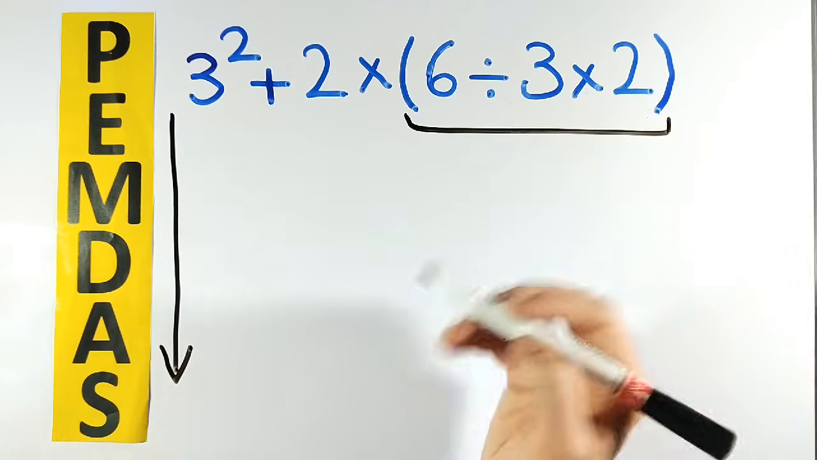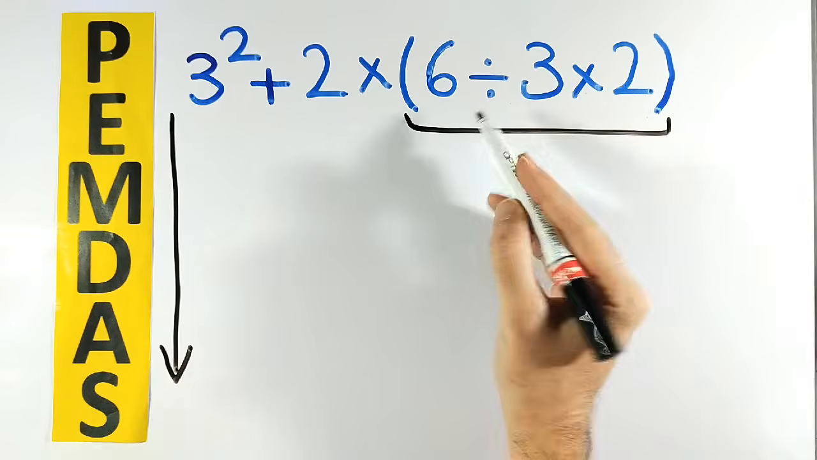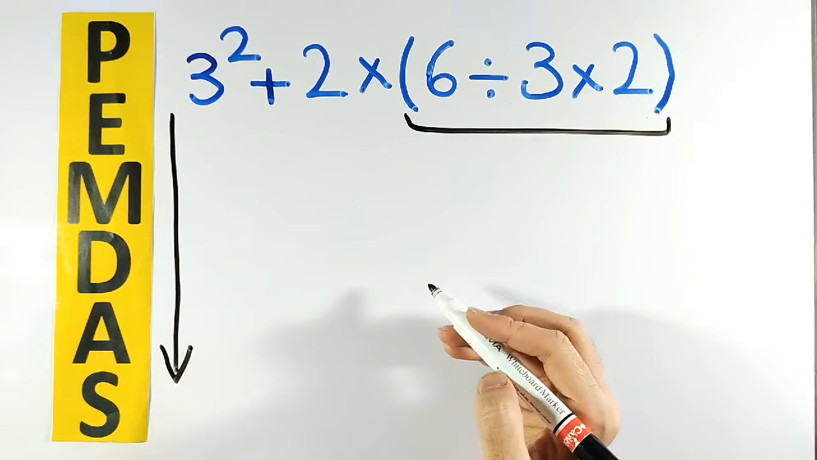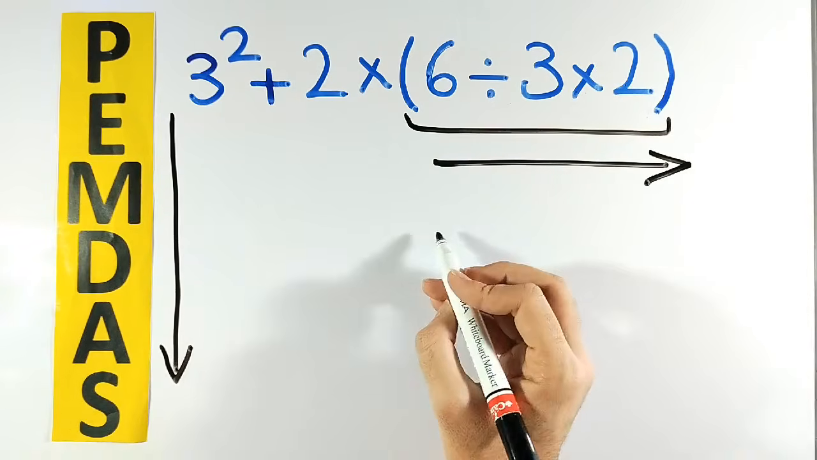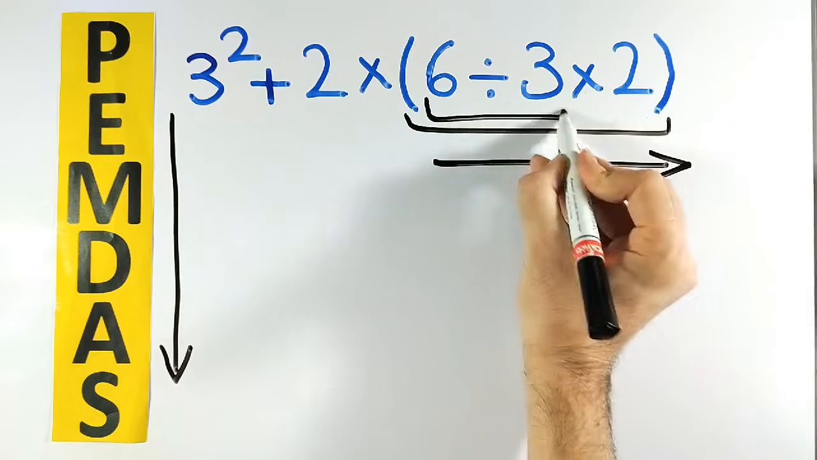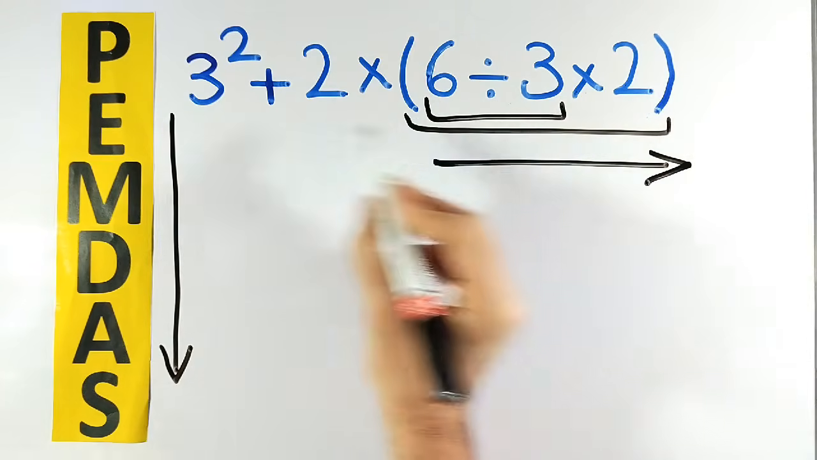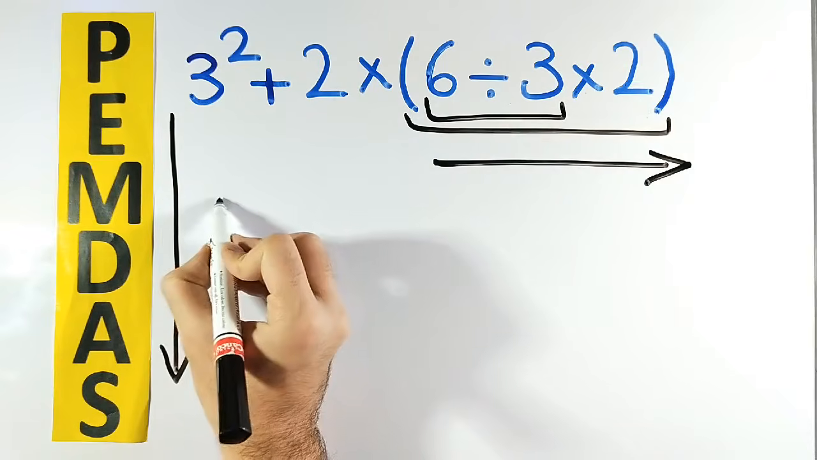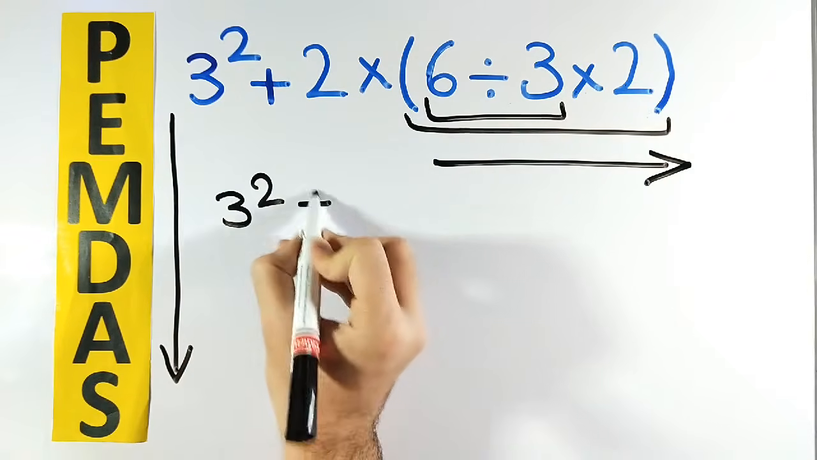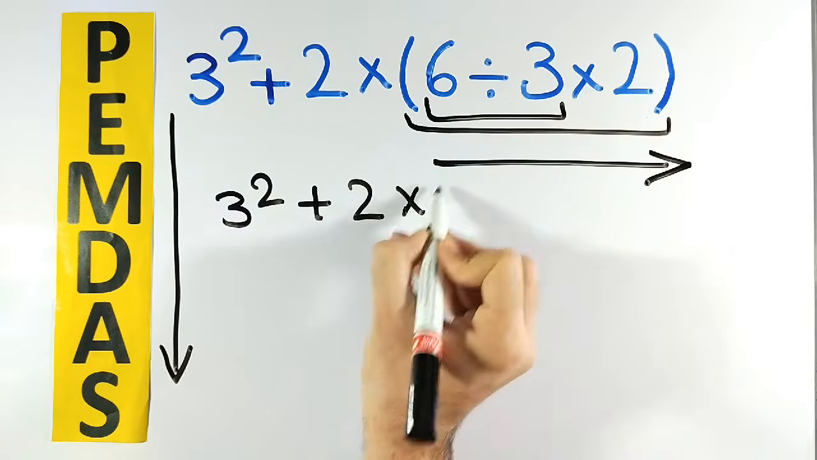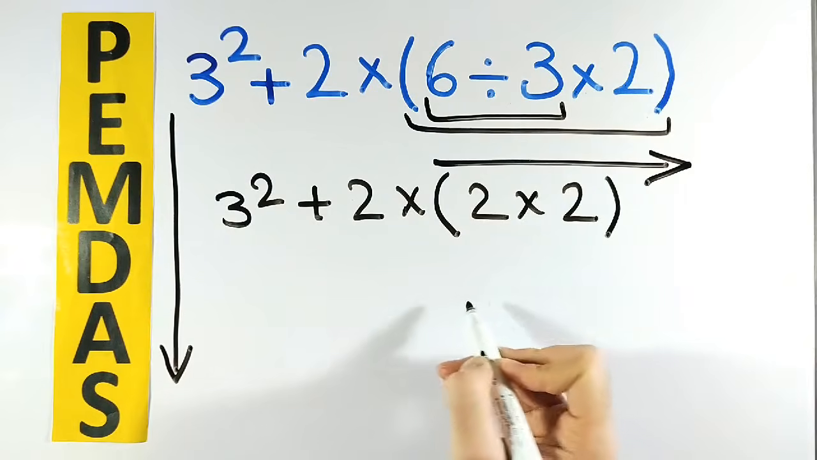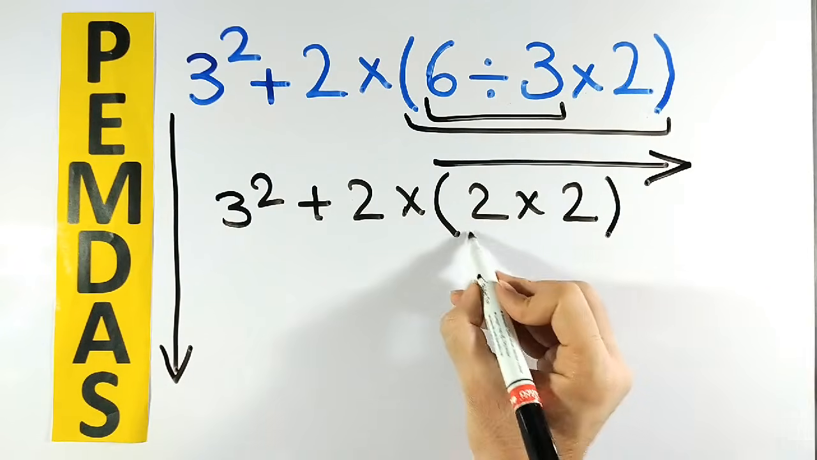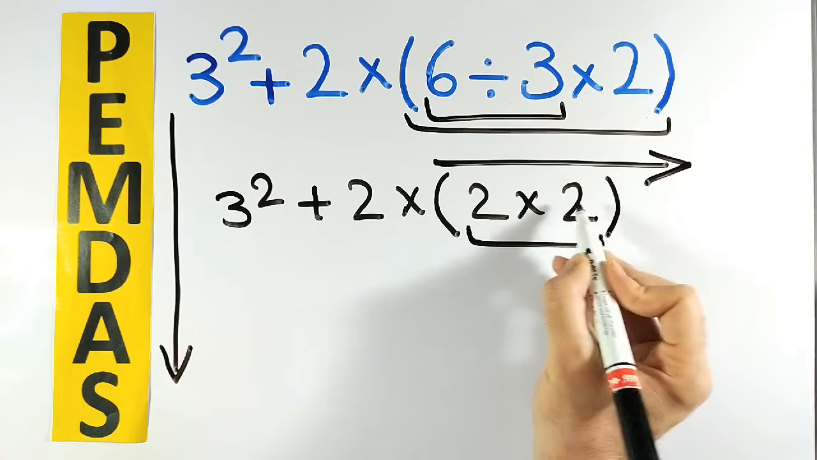It's very important to note that multiplication and division are at the same level of precedence, and we must perform these two operations from left to right. So, first we go for the division between 6 and 3. And instead of this expression, we can write 3 squared plus 2 multiplied by open parenthesis 2 times 2 close parenthesis. Then we go for the multiplication between 2 and 2.